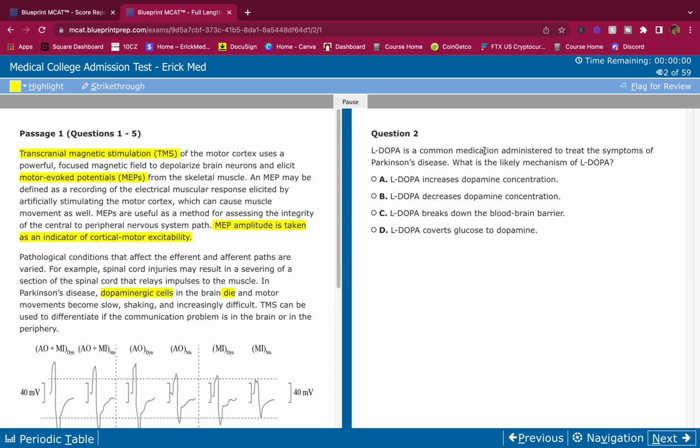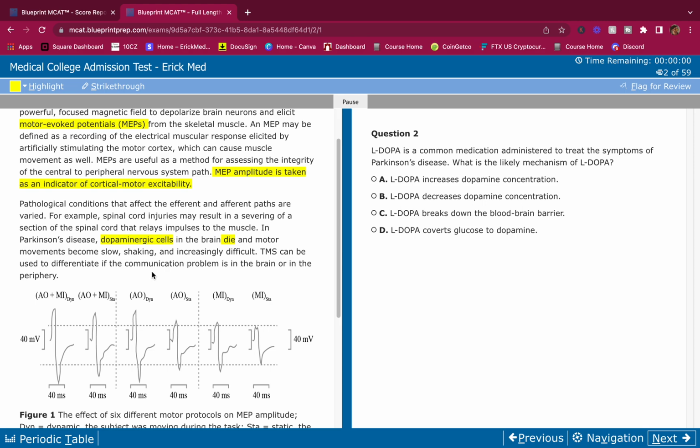L-DOPA is a common medication administered to treat the symptoms of Parkinson disease. What is the likely mechanism of L-DOPA? Well, they told us Parkinson disease is from the dopaminergic cells dying. All right, so if we want to treat that, we want to increase dopamine concentrations, okay? They die. We're lacking dopamine here. So how do we fix this? We increase dopamine concentration. Simple. L-DOPA increases dopamine concentration.